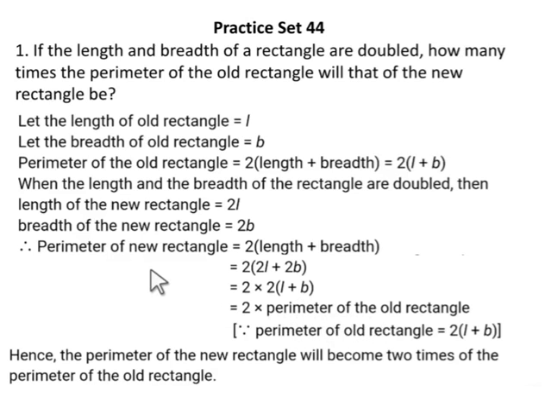So you will get here, perimeter of the new rectangle is equal to 2 multiplied by the perimeter of the old rectangle. That is, the perimeter of the new rectangle will become 2 times the perimeter of the old rectangle. That is, if the length and breadth of a rectangle are doubled, then the perimeter of the new rectangle will become 2 times the perimeter of the old rectangle.